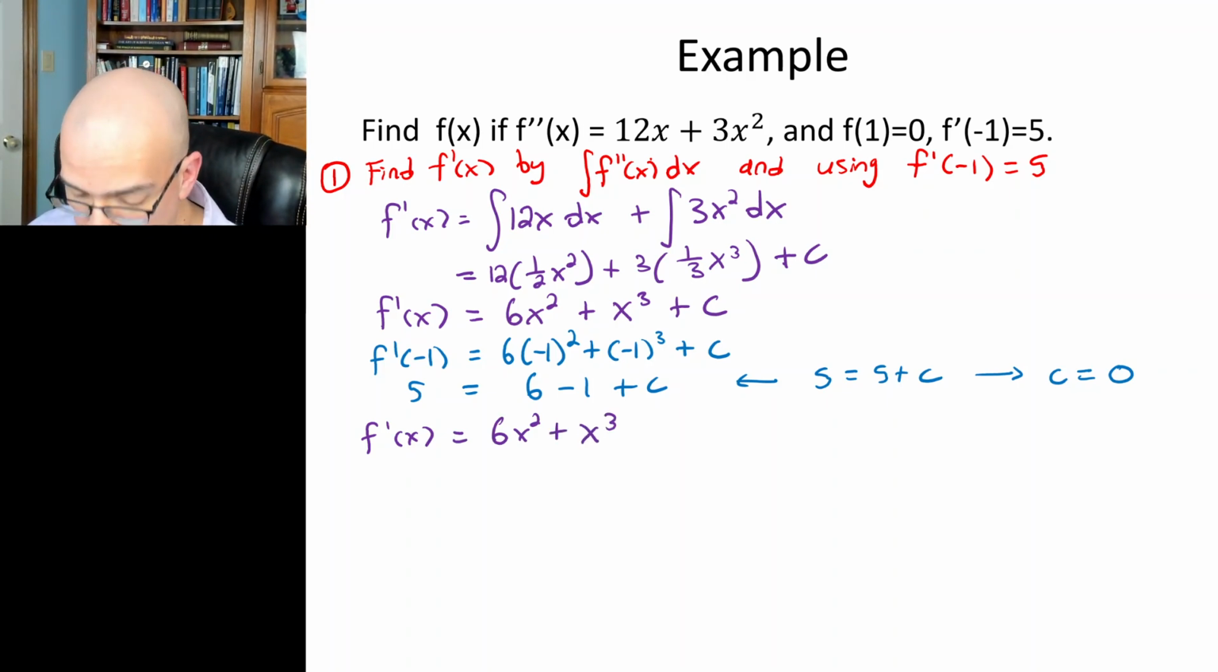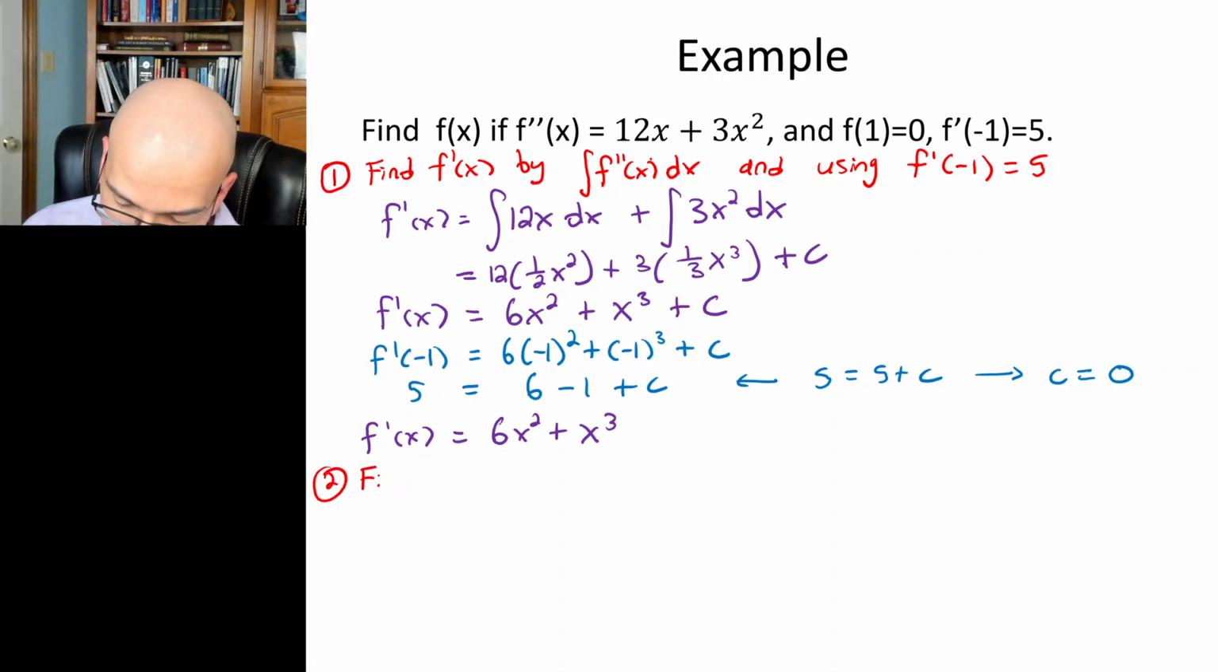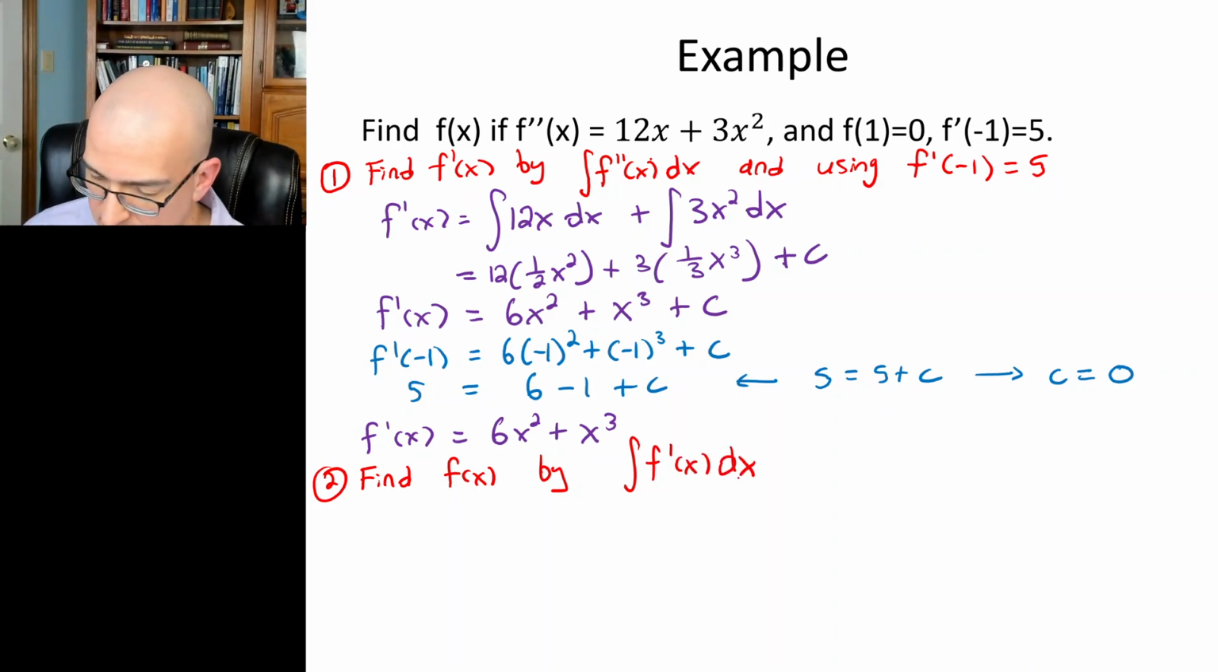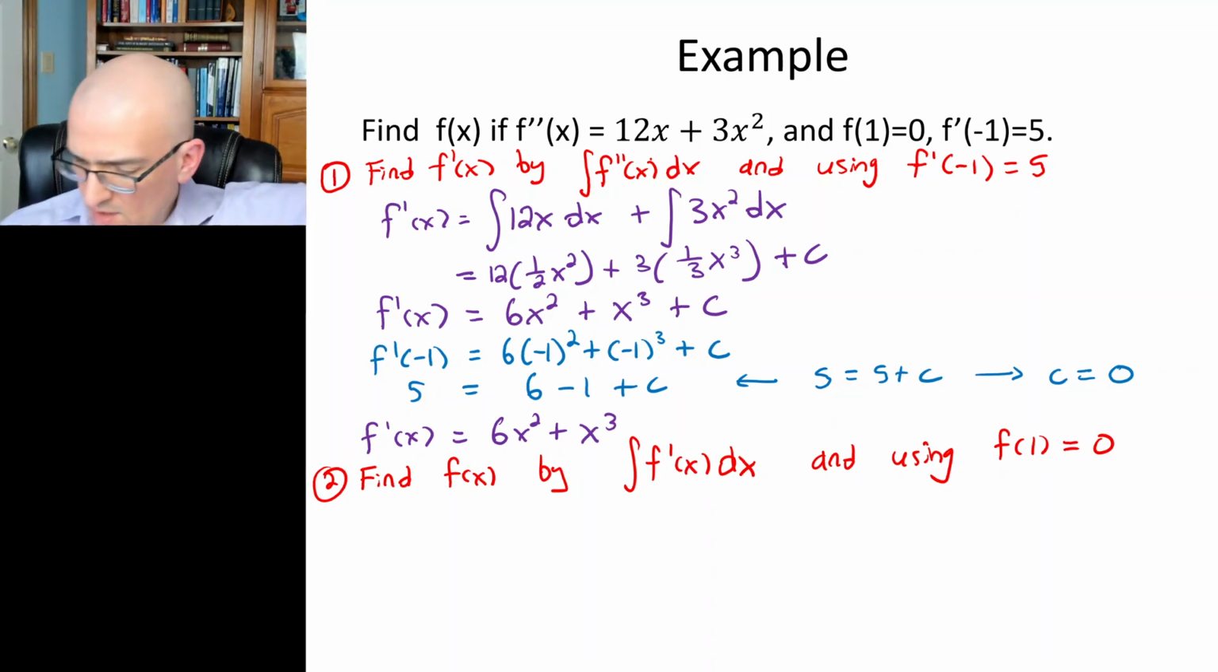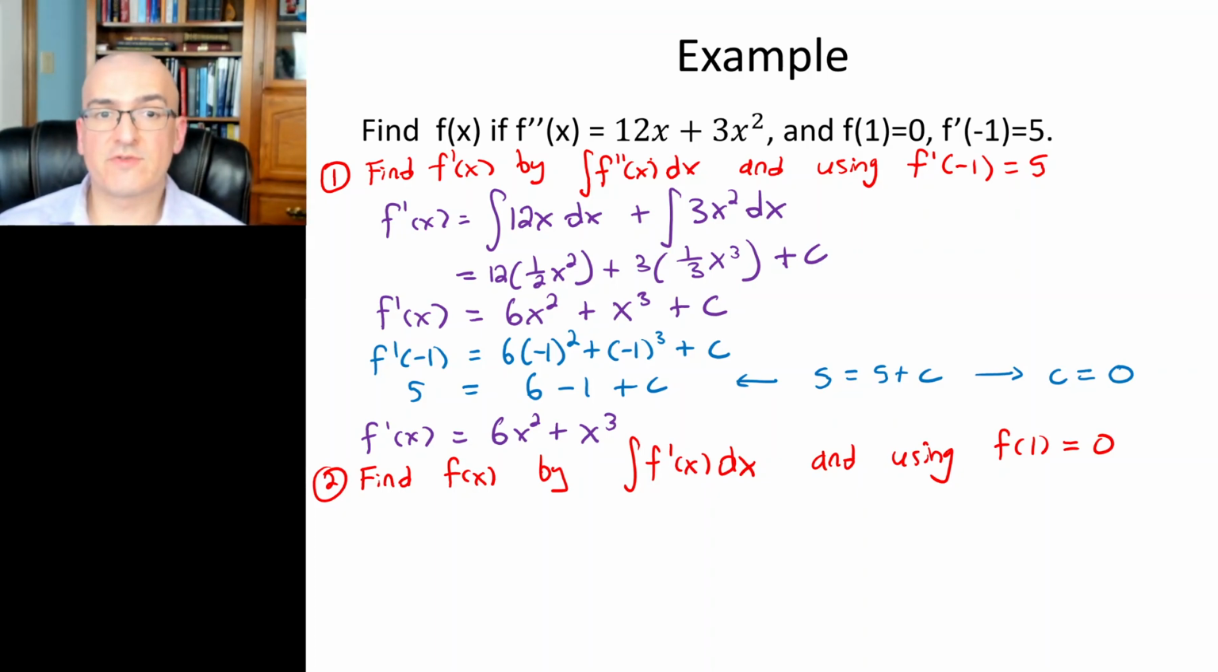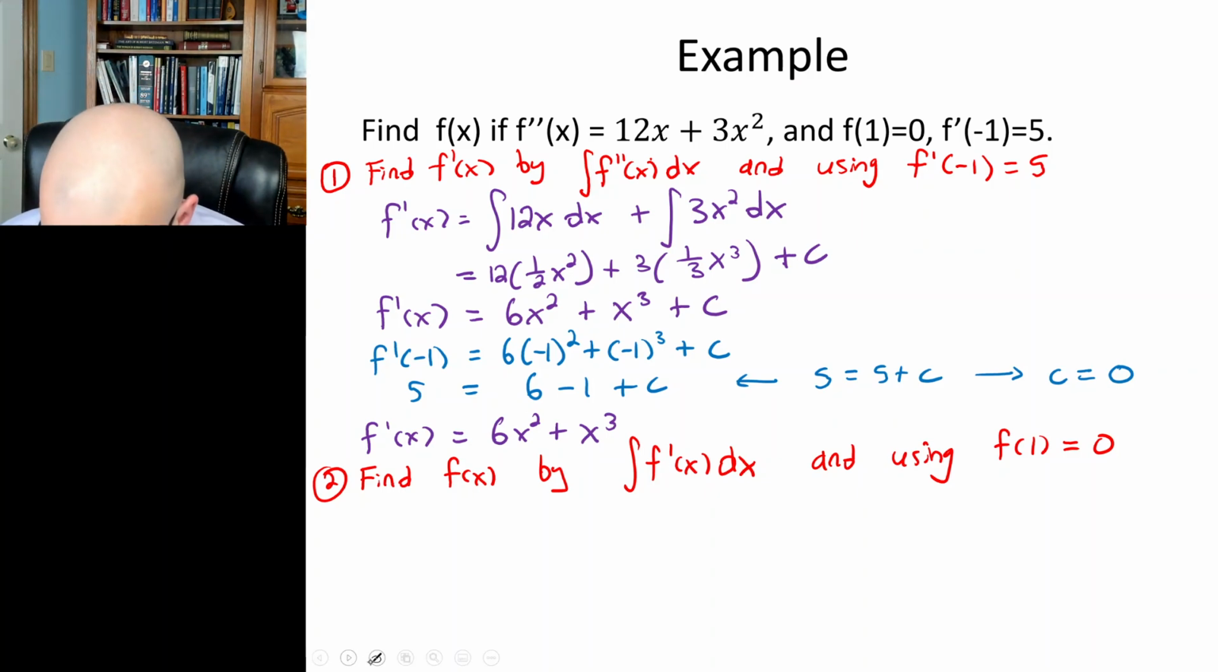Okay, now step 2. We're going to find f of x by taking the antiderivative of f prime and using the information that f of 1 is equal to 0, the value of the function. So if we had 3 derivatives, we would have to do the antiderivative process 3 times, and we would need 3 pieces of information to nail down all the constants that will come out.